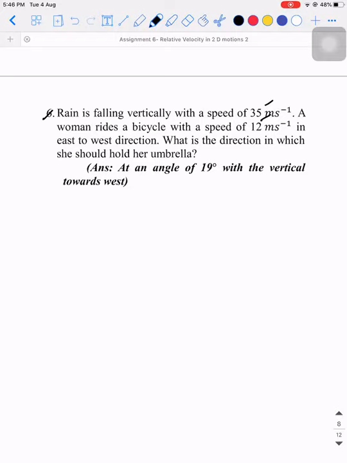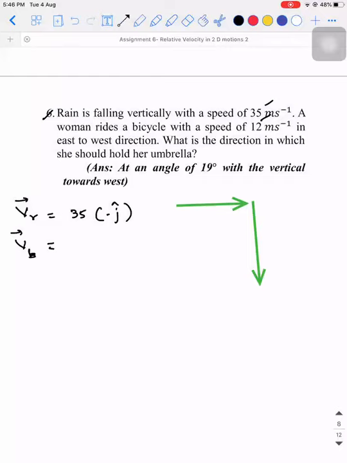So now tell me, velocity of rain is how much? 35 minus j cap, because it's falling vertically downwards. Similarly, velocity of bicycle is 12 meters per second minus i cap, because she's moving from east to west. Now what are they asking? In the east to west. So what is the direction in which she should hold the umbrella?